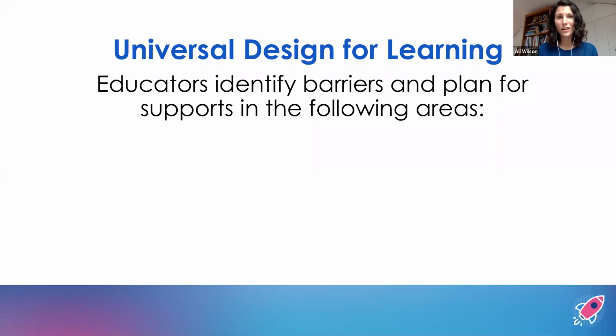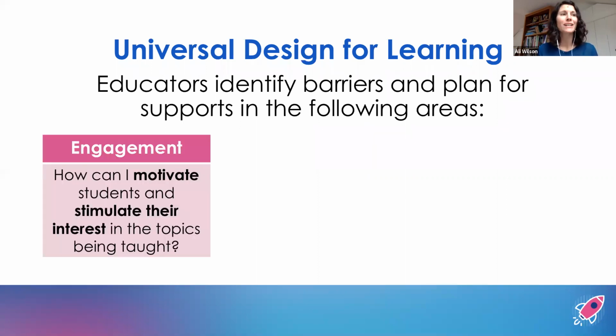Before I do that, I want to let you know that the labels used for these components often change. The CAST Institute has created this framework based on brain research. We're not going to go deep into this today, but we will provide you with additional resources to explore. So today I've boiled this framework down to its component parts. The first component is engagement. Here you're trying to answer the question, how can I motivate students and stimulate their interest in the topics? If engagement is a barrier, we have to figure out strategies for motivation.